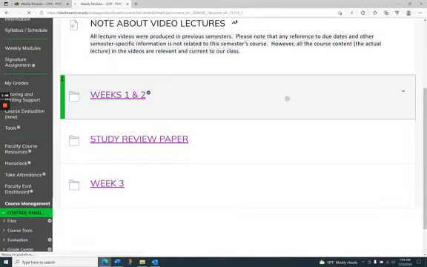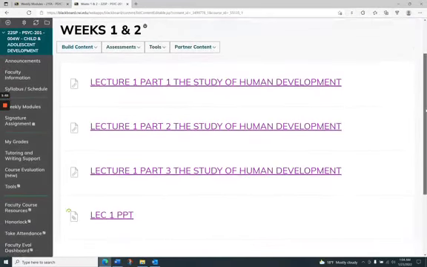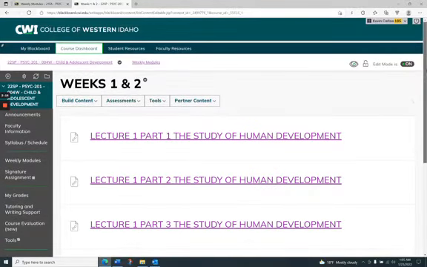Here's our course. I'm in the weekly modules. Remember, during the first couple weeks, we're watching the first lecture in 3 parts. It's a pretty extensive lecture. The third part of lecture 1 gets into research methodologies related to studying human development. I would recommend watching lecture 1, part 3, before you start your study review paper, because the information about research methodologies will be very relevant for that paper.